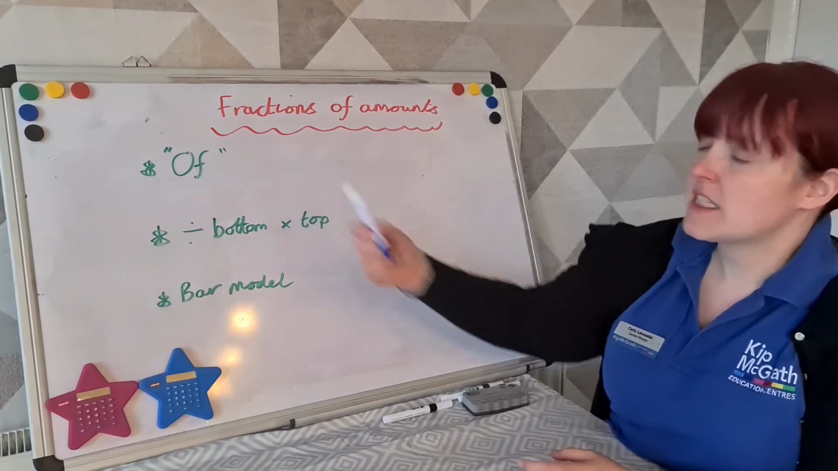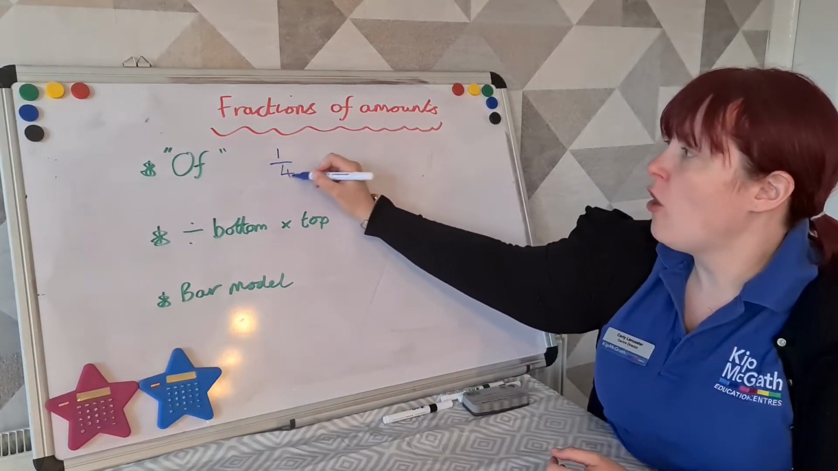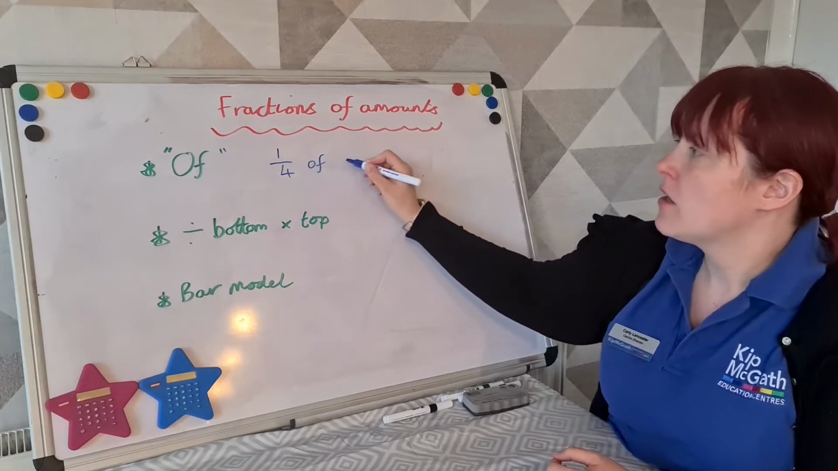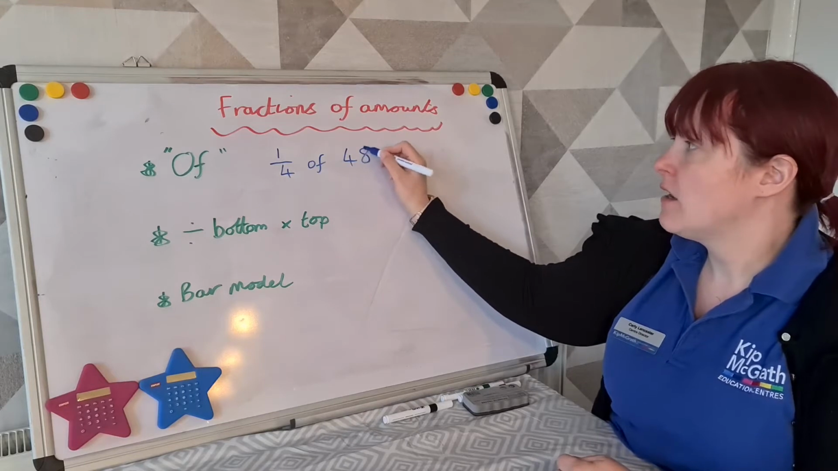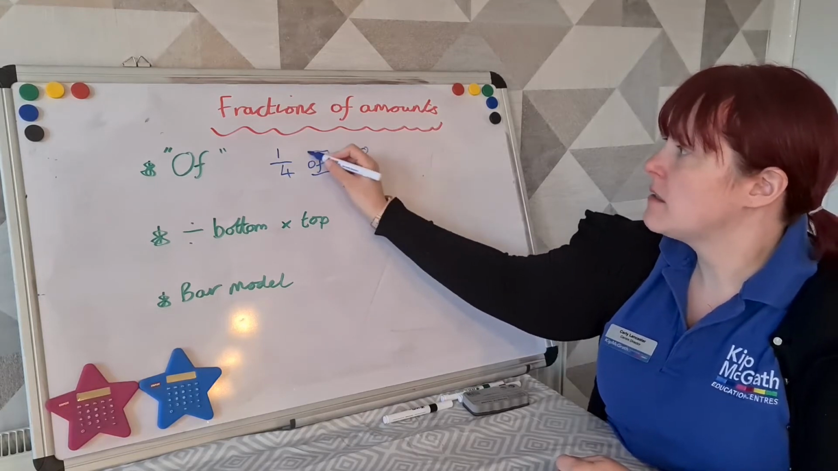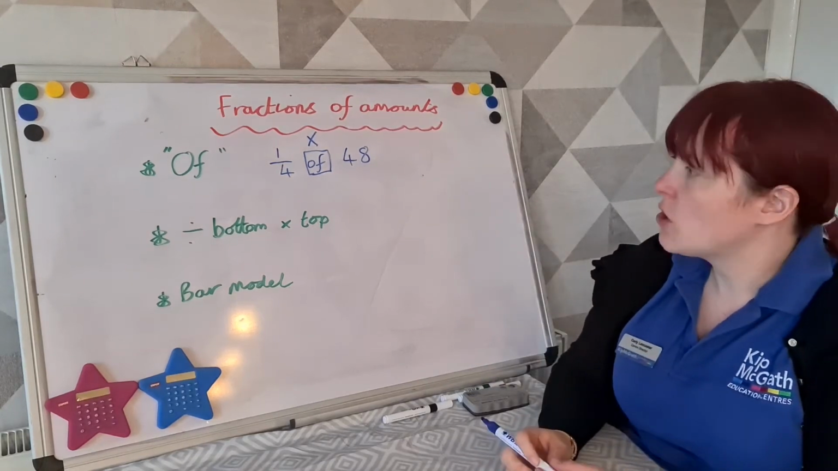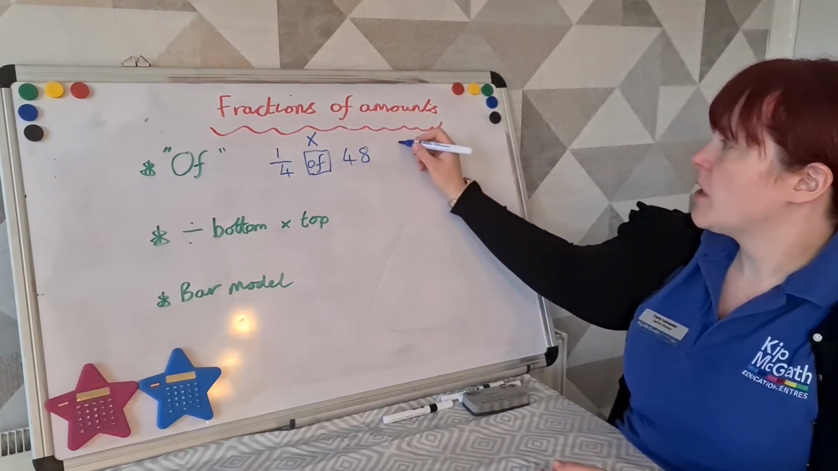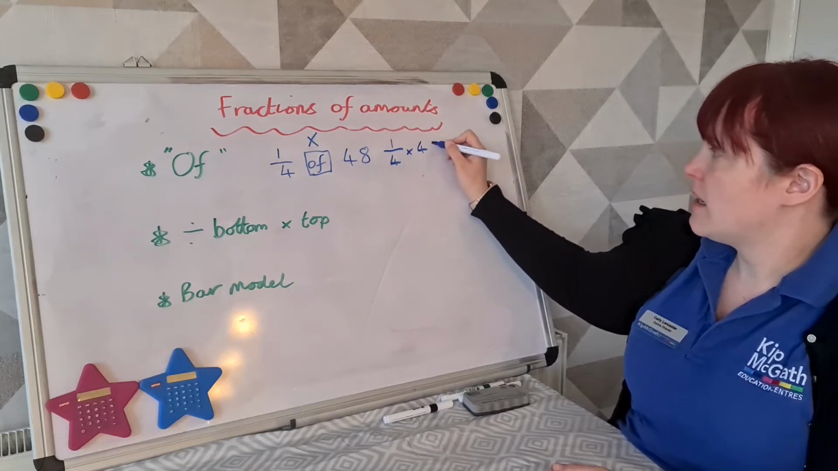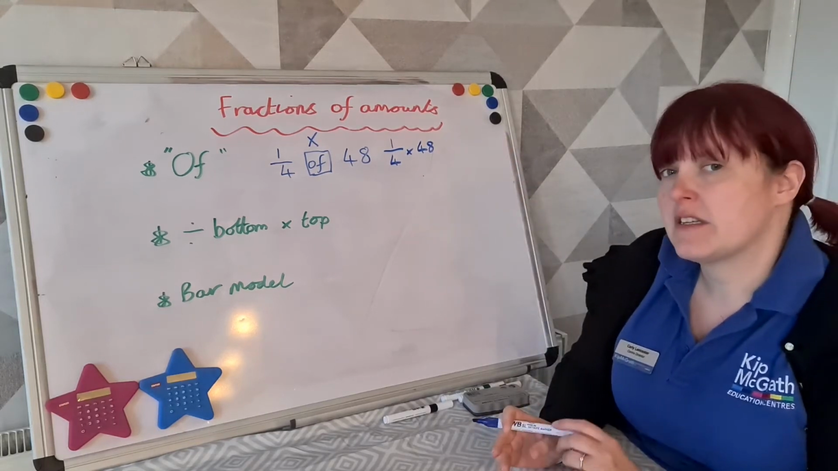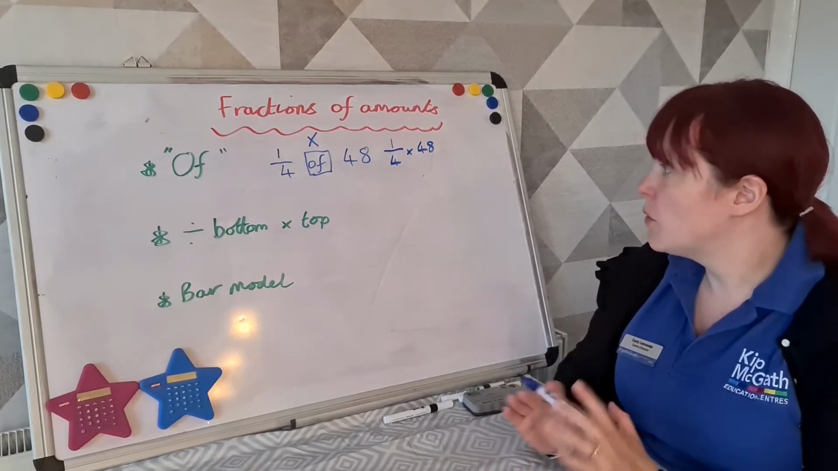The first one is the concept that if I say I want you to find a quarter of something, say a quarter of 48, "of" in maths means multiply. So a quarter of 48, I can work out by doing a quarter times 48. Now we haven't looked at timesing and dividing fractions. That is later on, probably next week, but we will be.